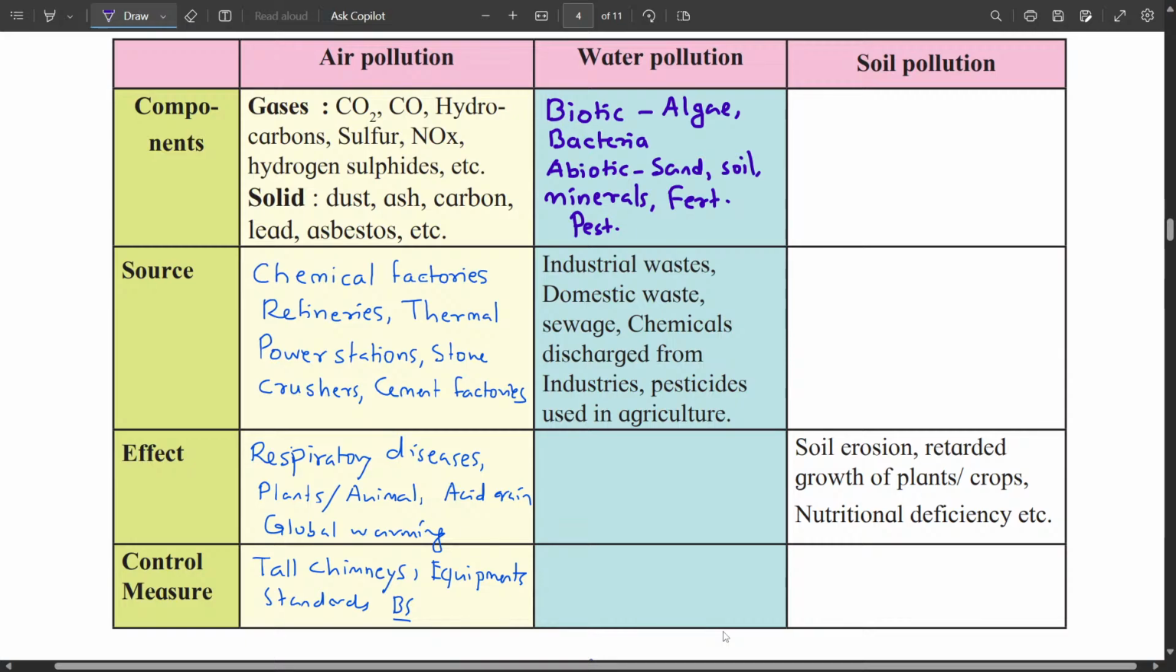They come from industrial waste, domestic waste, sewage which is domestic and industrial, chemical discharge from industries, pesticides used in agriculture. So the components are microorganisms like algae, bacteria, solid components like sand, soil, minerals, fertilizers, pesticides. Sources are industry, houses, then agriculture, that is the fertilizers and the pesticides. What are the effects of water pollution? Various types of diseases are caused by water pollution.